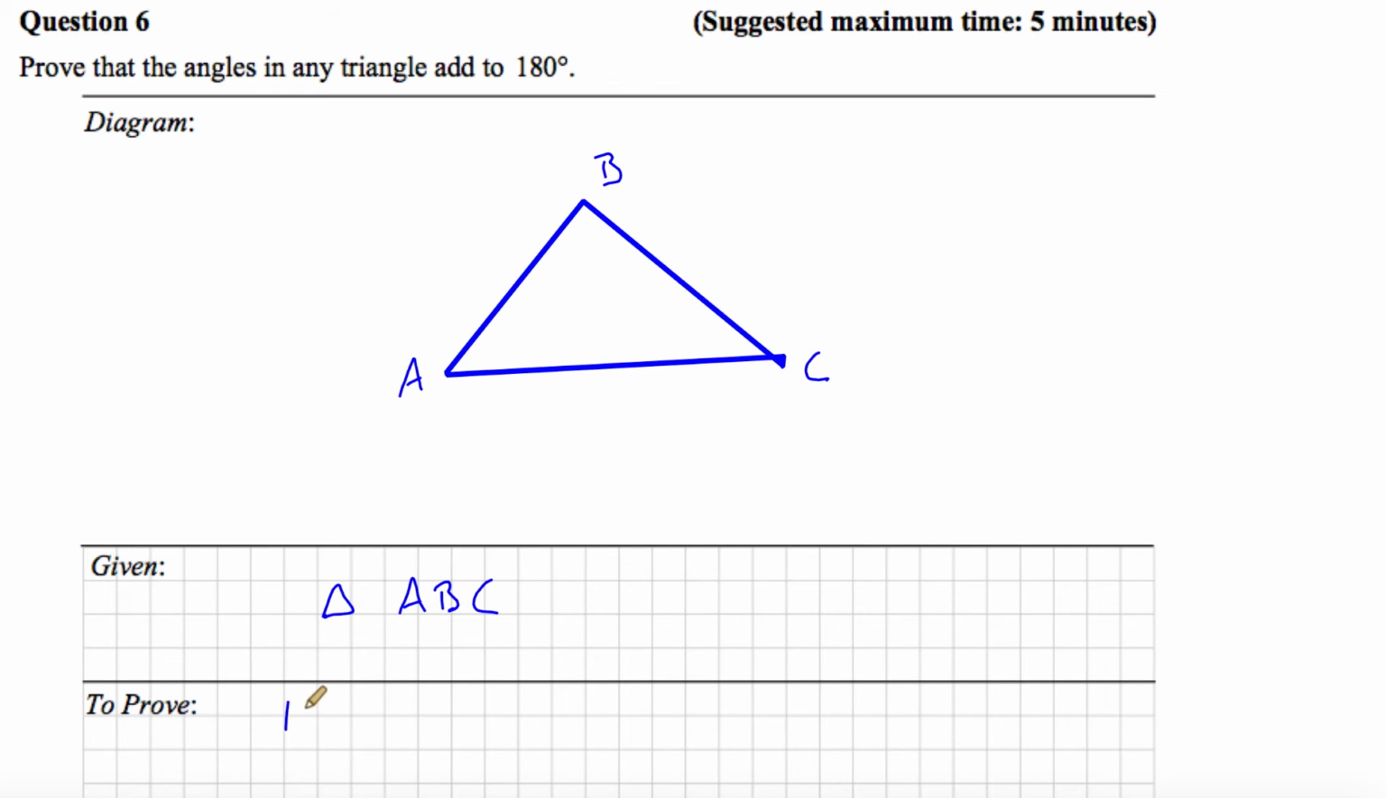So in other words, the size of the angle ABC, that's this angle here, plus the size of the angle BCA, this one here, plus the size of the angle CAB. You have to prove that they add up to 180 degrees.